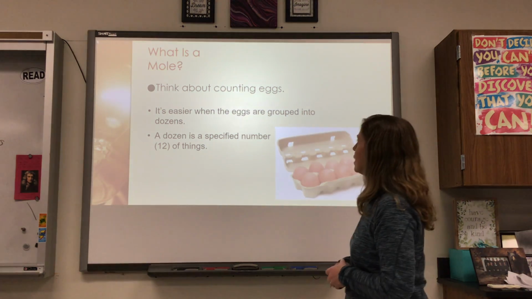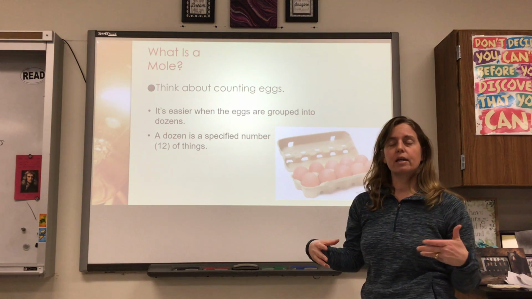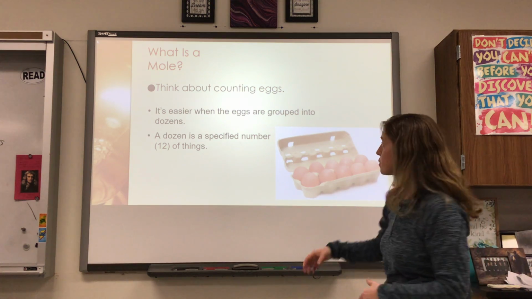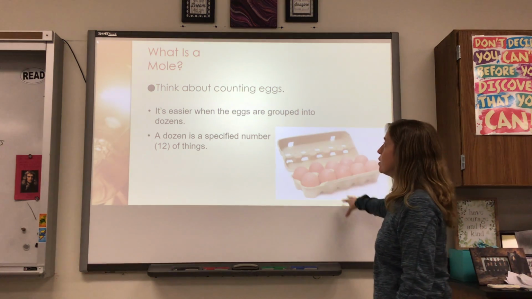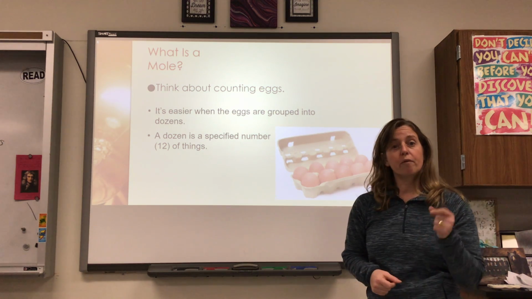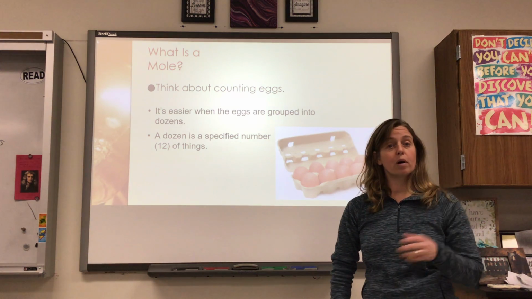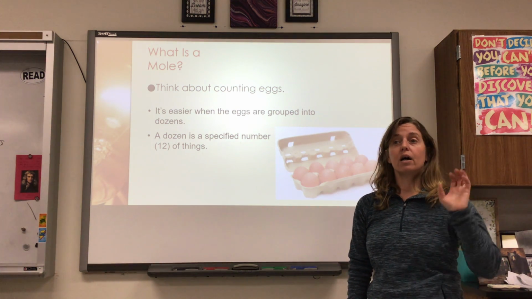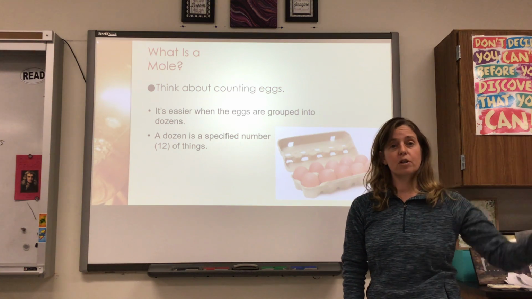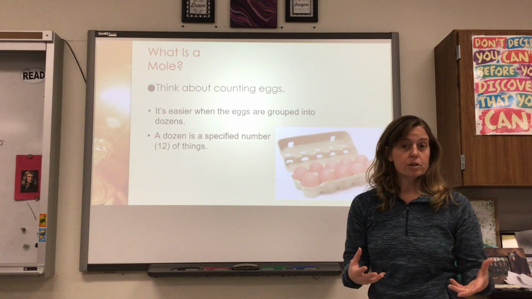All right, so when we think about the mole, it's easy to look at things in terms of English standard units, okay? So think about a dozen eggs, right? A dozen is a specified number, so it's 12 things, right? So if I say I have a dozen eggs, I have 12 eggs. If I have a dozen donuts, I have 12 donuts, so on and so on. So it's a number assigned to a unit, all right?